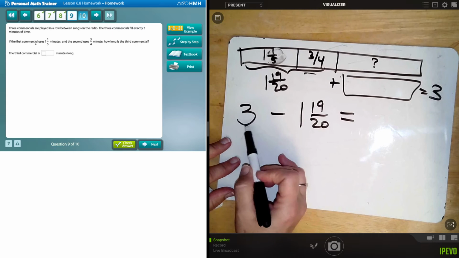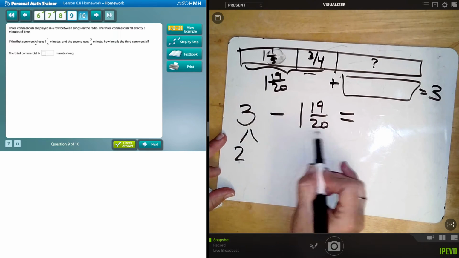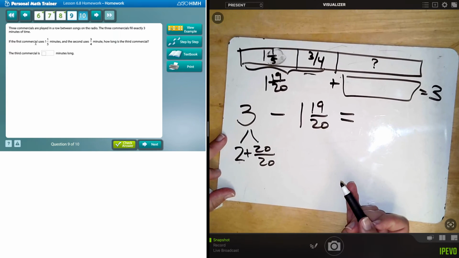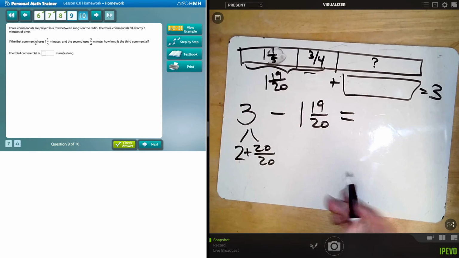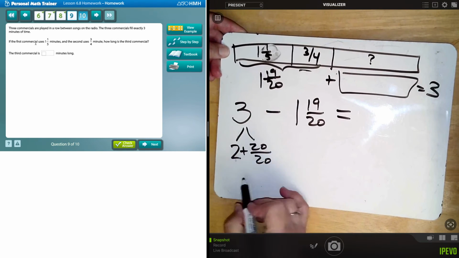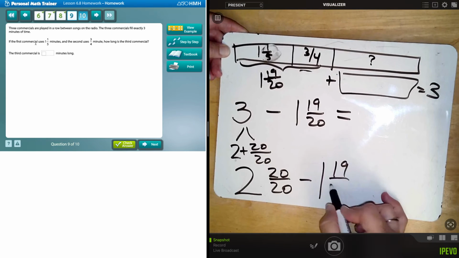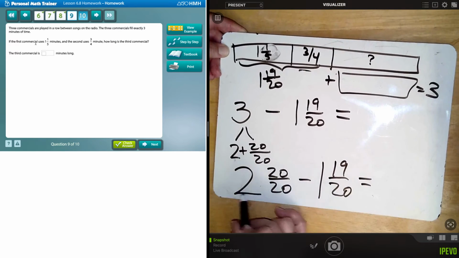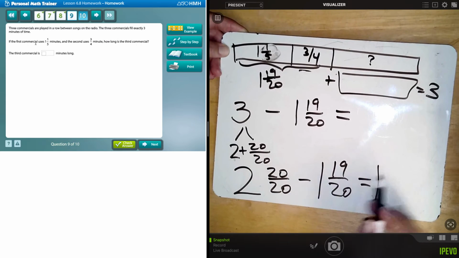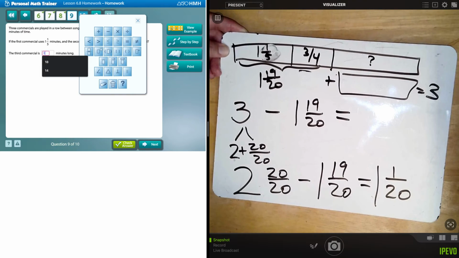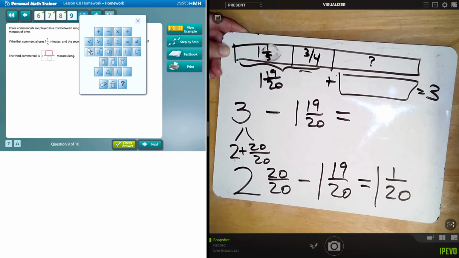Okay, so I have to rename this 3. I'm going to rename it 2, and I know my denominator will be 20. So 2 plus 20/20 would equal 3. So here we go. I'm going to just leave that down there. 2 and 20/20 minus 1 and 19/20. 2 minus 1 is 1. 20 minus 19 is 1/20. So I think that third commercial is 1 and 1/20 of a minute long.